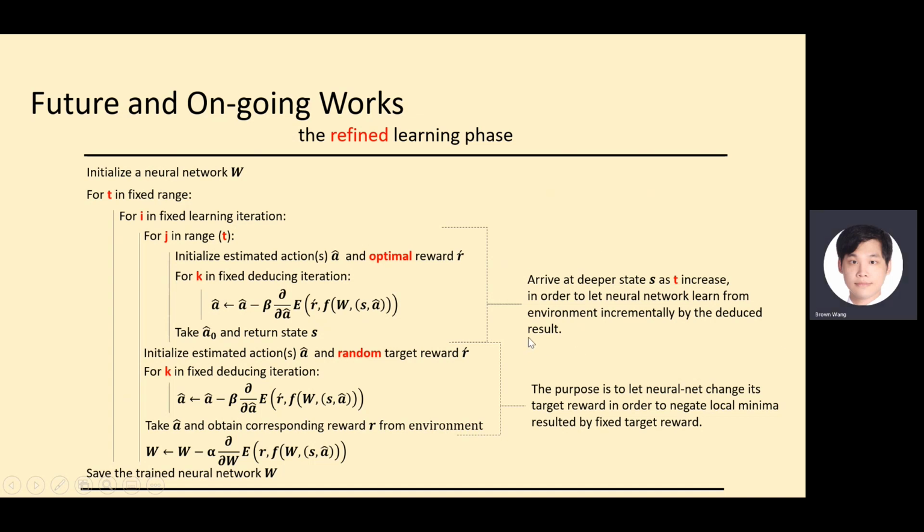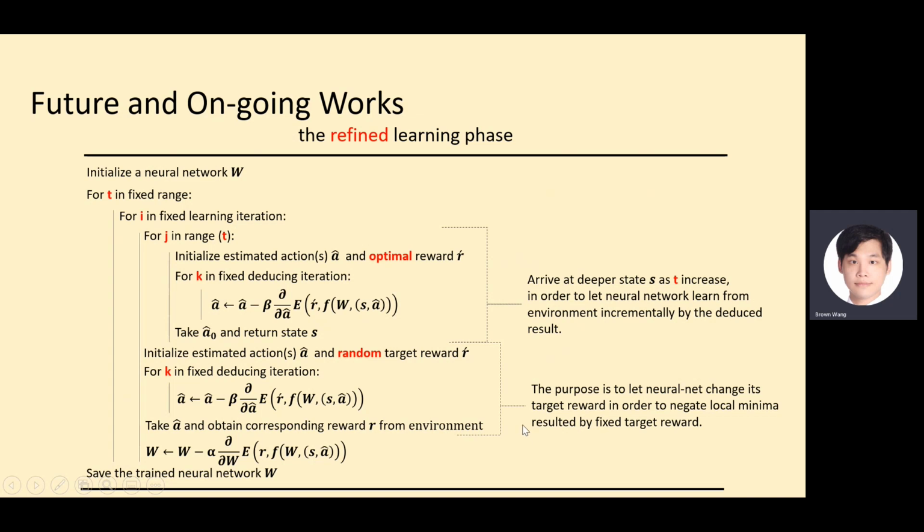Second, as the deep network arrives at a deeper state, in order to go even deeper, the neural network has to change its target reward and initiate the deductive reasoning. Then by its deductive result, the neural network learns the reward, the deductive result and the state. By this iteration, in the next epoch, a deeper state will be reached, and the neural network will start to explore the environment even further.